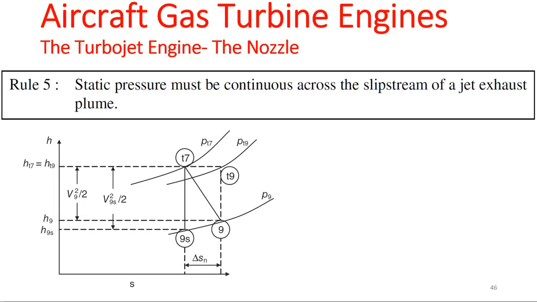Okay. So moving on to the analysis of the efficiency of the nozzle. Let's have the HS diagram. The HS diagram, we are going from station 7 to station 9.